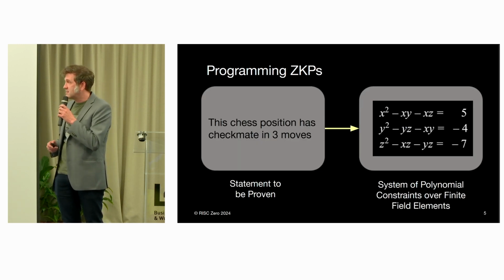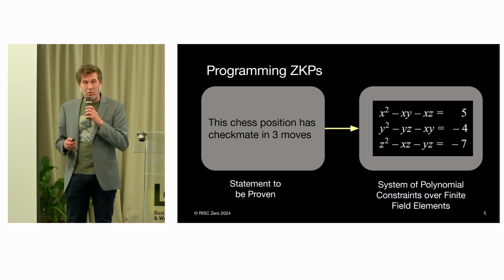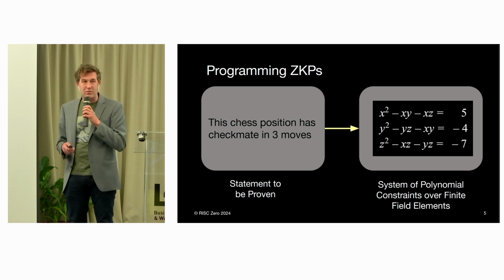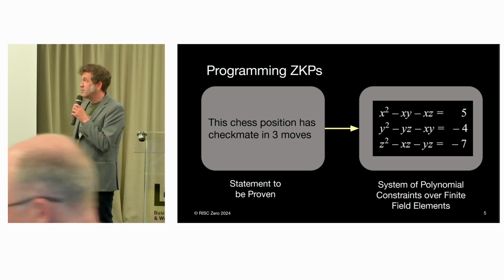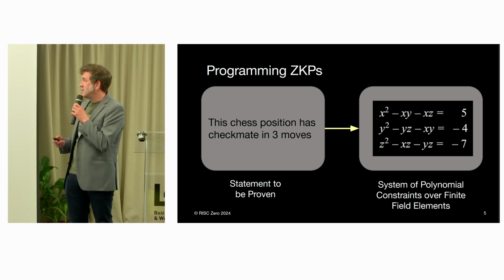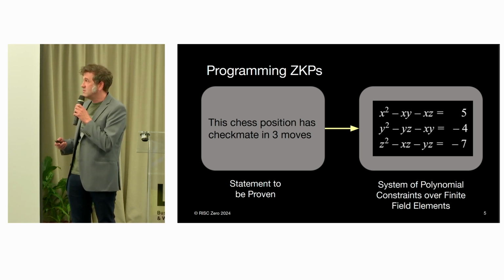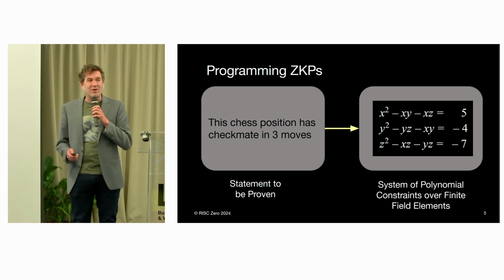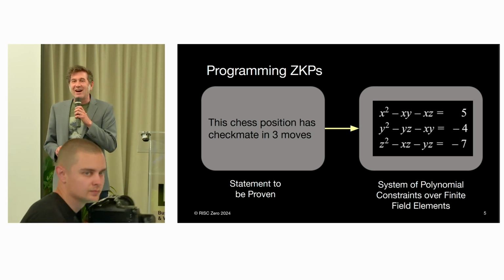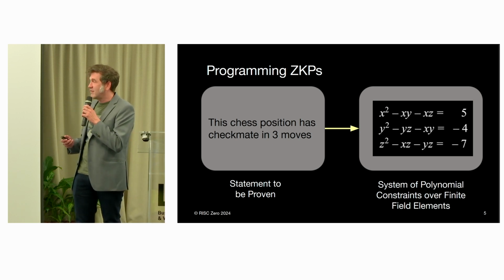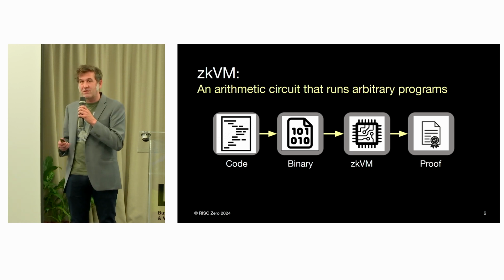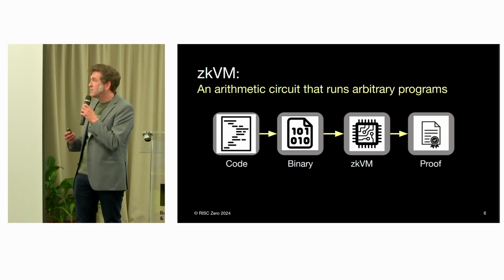ZKP has been around for quite a while, but in addition to performance issues, one of the big limiting factors in applying it to real-world use cases has been the process of programming zero-knowledge proofs. Largely this was because the original way to do this was to take the high-level thing you wanted to show was true and translate it into a system of polynomial constraints over finite field elements, which is about as programmer-friendly as it sounds. And that was the state of the art in the industry for quite a long time.